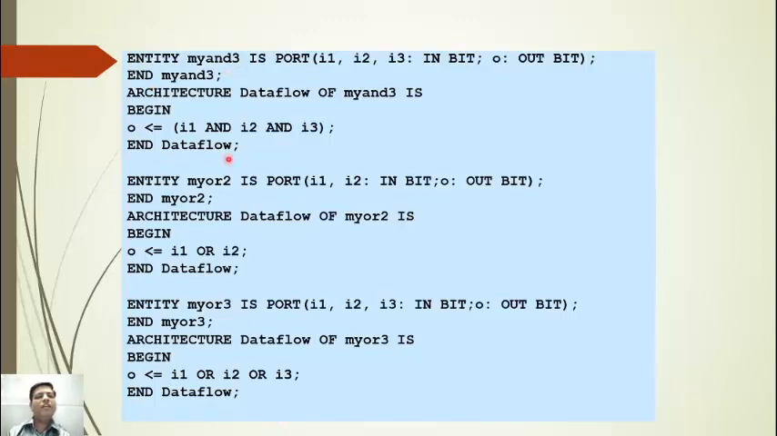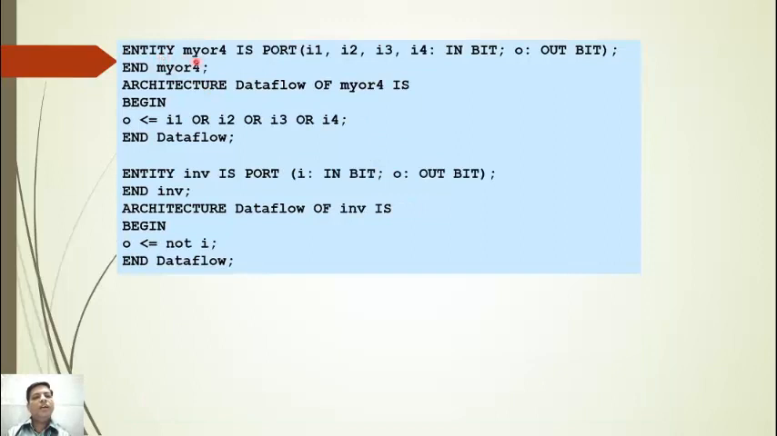Then again AND 3 is there, OR 2 is there, then OR 3 is there, and in their architectures we directly write the functions. O is less than or equal to I1 or I2. O is less than or equal to I1 and I2 and I3. If 3 inputs are there, we declare 3 inputs. Then again for OR 4 and lastly the inverter gate. Entity inverter is port I in bit, O out bit, single input, single output, end inverter. Architecture data flow of inverter is begin O is less than or equal to not of I, end data flow. In this way we are declaring all the entities.